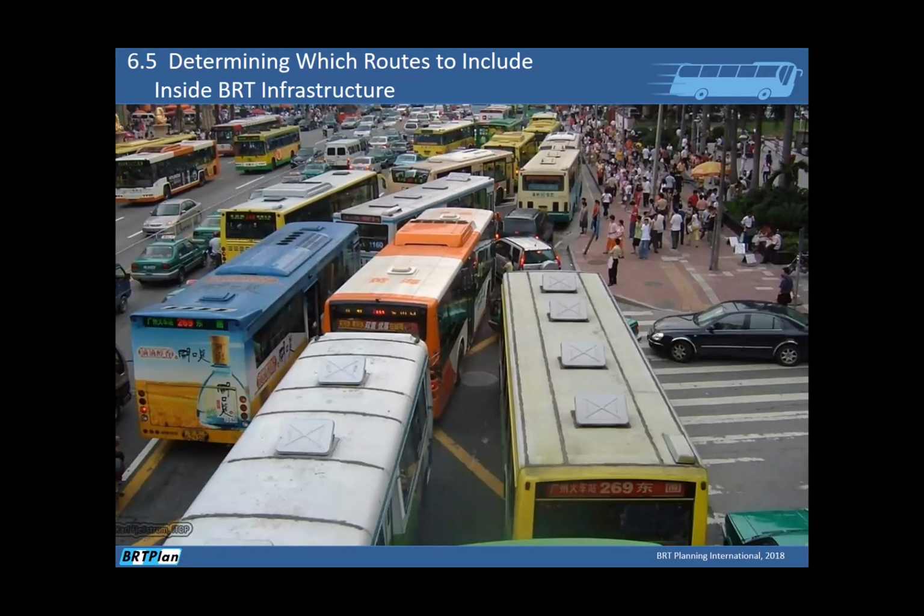Okay, so the next part of the guide is to determine which routes you're going to basically bring into your BRT system as part of the BRT's services.